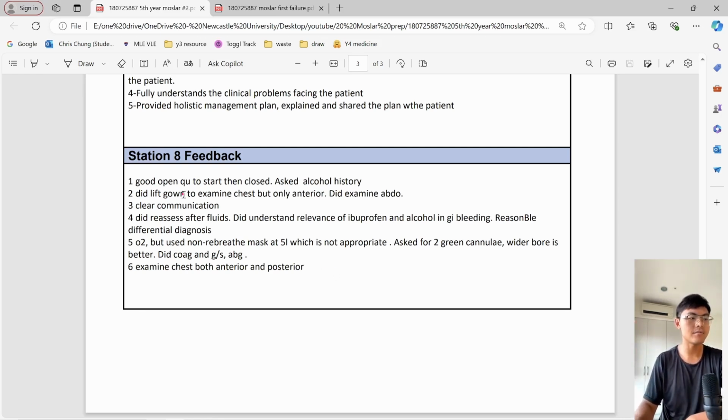I got 2 out of 3 marks for examination. 3 is the highest mark, so I got 1 mark deducted. I think that's reasonable, fine. Clear communication is okay. Reassess after the fluids. So that's what I meant.